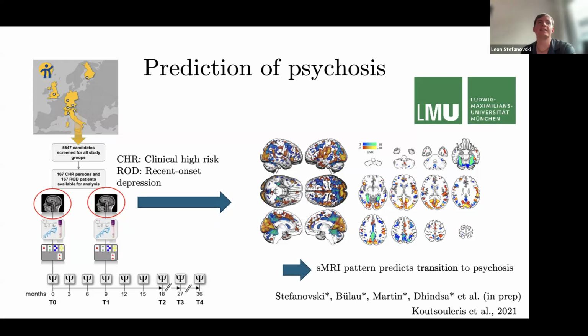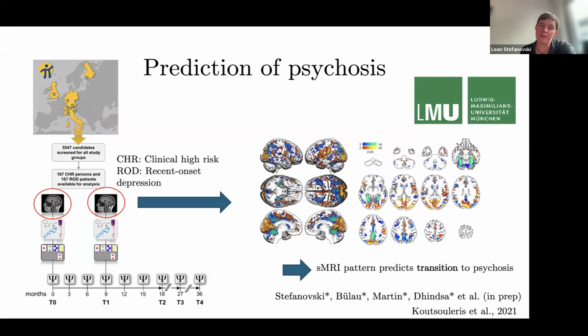And while the volume loss is quite obvious, it was mainly in the limbic cortex. It's actually a well-known phenomenon that we see an atrophy or a volume loss in the limbic cortex in schizophrenia.